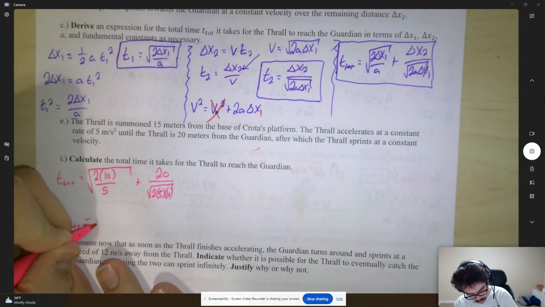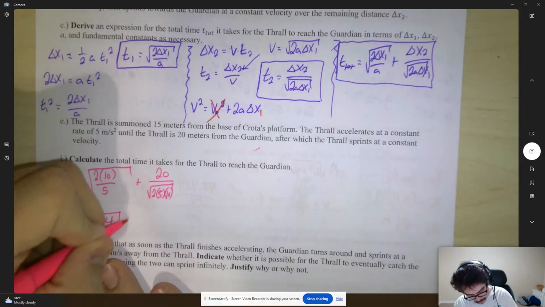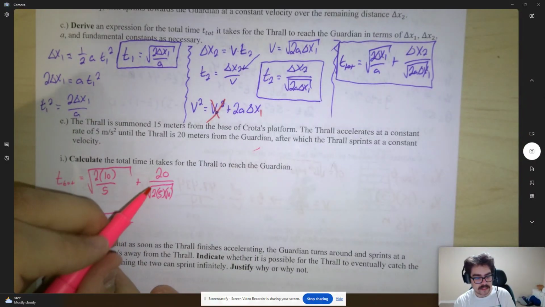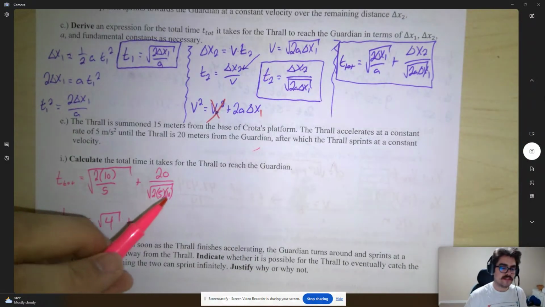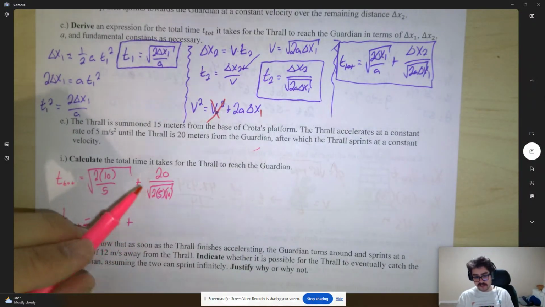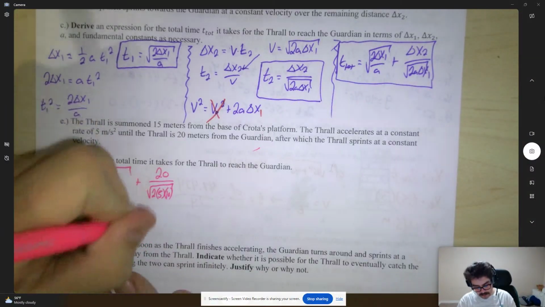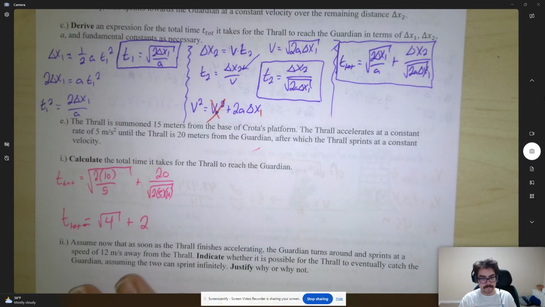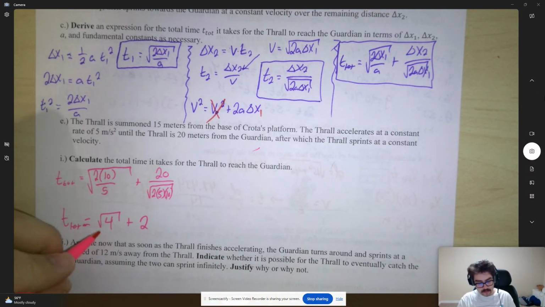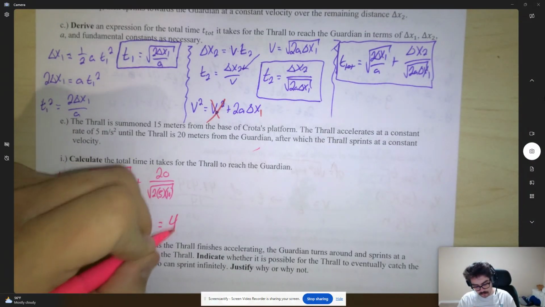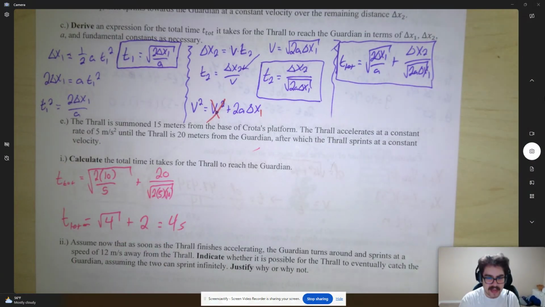is equal to root 4 plus, and then I do 20 over root 2 times 5 is 10, 10 times 10 is 100, square root of that is 10. So 20 over 10 gives me 2. Square root of 4 gives me 2. So this ends up being 4 seconds. Wow, how the numbers actually did come out to be really, really nice on that one.